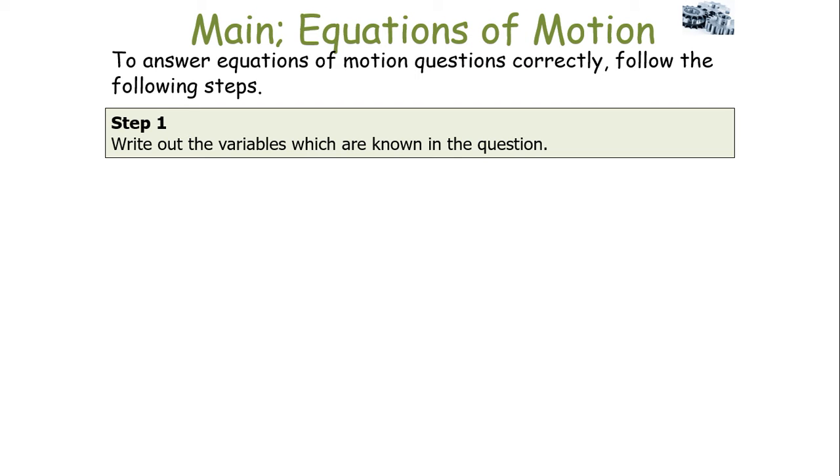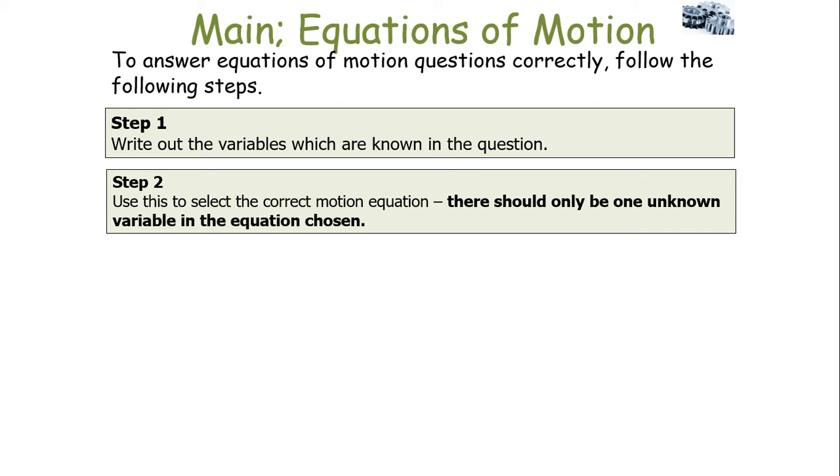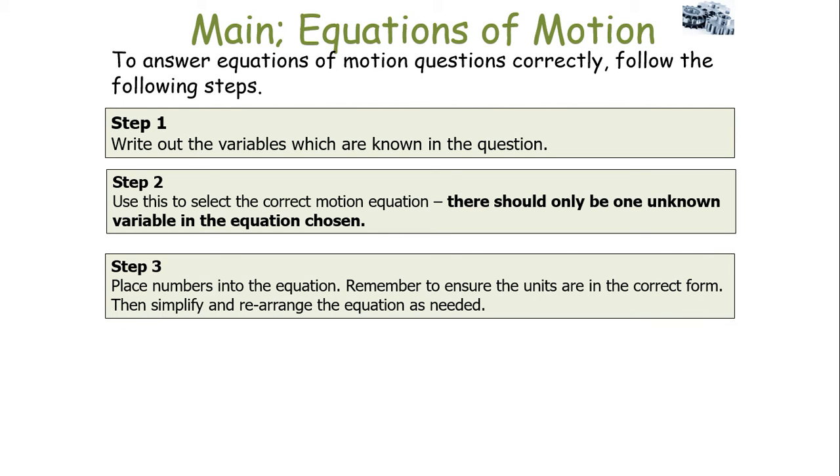To answer equations of motion questions correctly, you've got to do the following steps. Step 1: write out the variables which are known in the question. So you take the numbers from the question and rewrite them out. Step 2: select the correct motion equation. You know which is correct because there should only be one unknown variable in the equation you've chosen. Step 3: place the numbers into the equation and make sure the units are in the correct form. So kilometers become meters, centimeters become meters, minutes become seconds. Then simplify and rearrange the equation as needed.